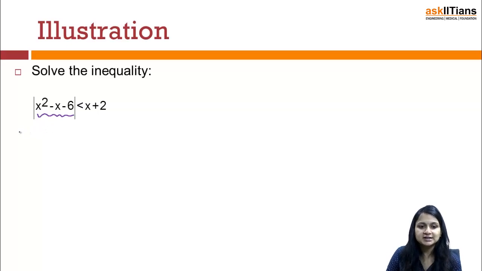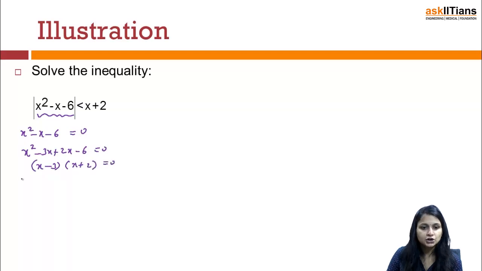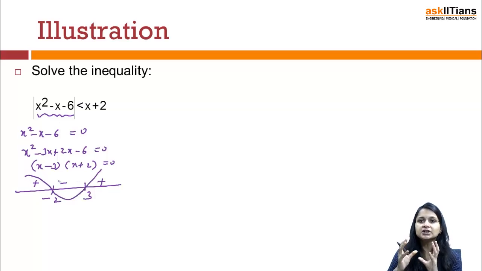So I have to first of all find when x square minus x minus 6 is equal to 0. If I make its factors, it will be x equal to 3 and x equal to minus 2. So I'll plot them, minus 2 and 3. Now x square minus x minus 6 is positive after 3, negative in between, and positive before minus 2. It is like this, right? Now minus 2 and 3 are critical points for this mod function.